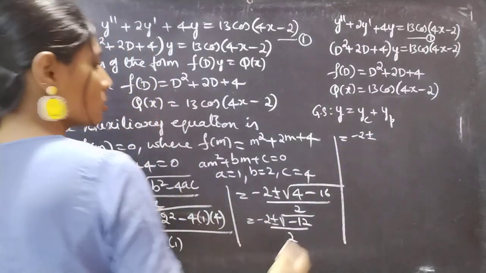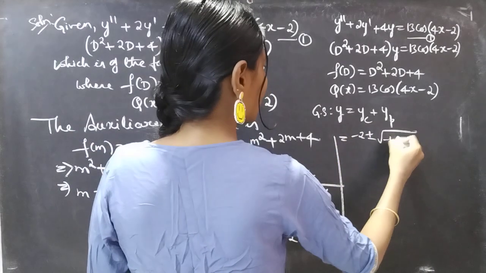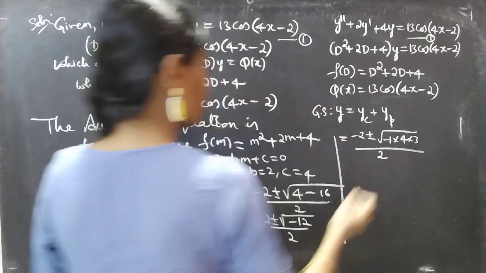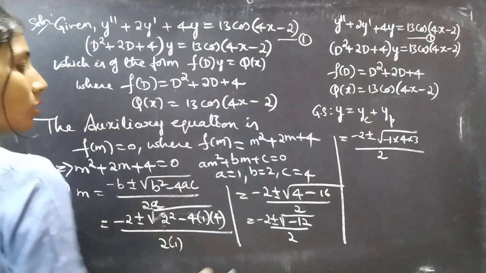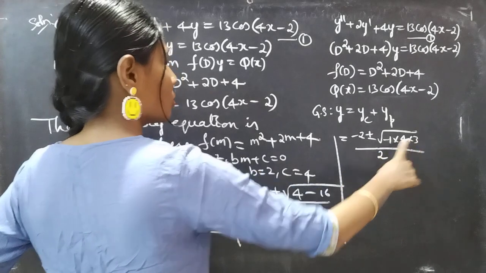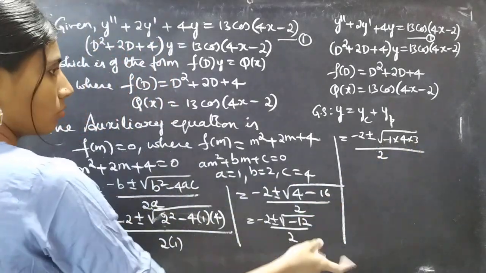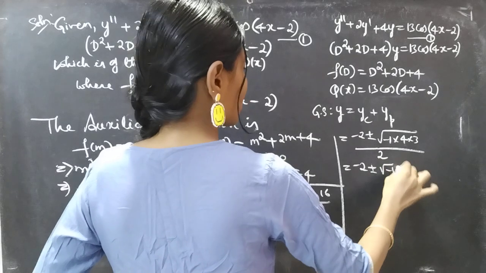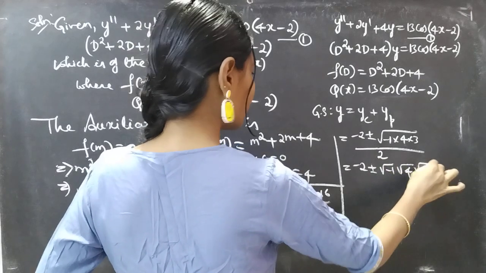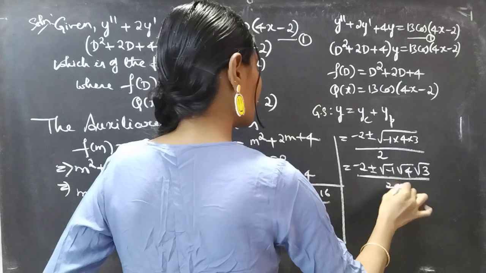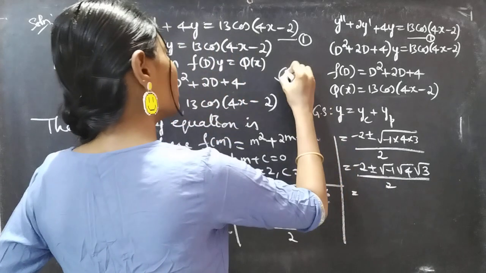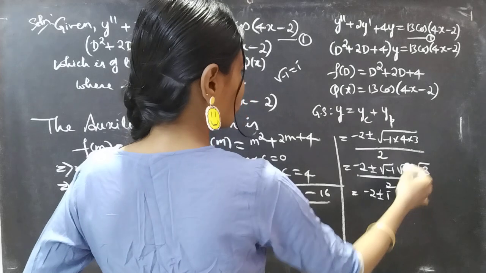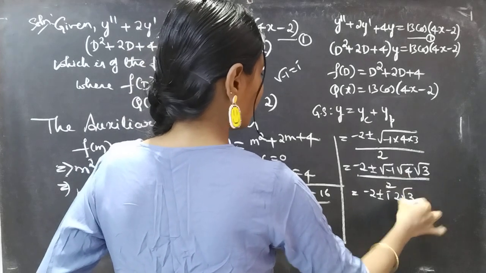Now we can write square root of minus 12 as minus 1 into 4 into 3, right? See, 4 3s are 12. 12 into minus 1 gives minus 12. Okay. Now we can write this as, just split it. Since square root of minus 1 is i, you'll get minus 2 plus or minus i into square root of 4 is 2 root 3 by 2.